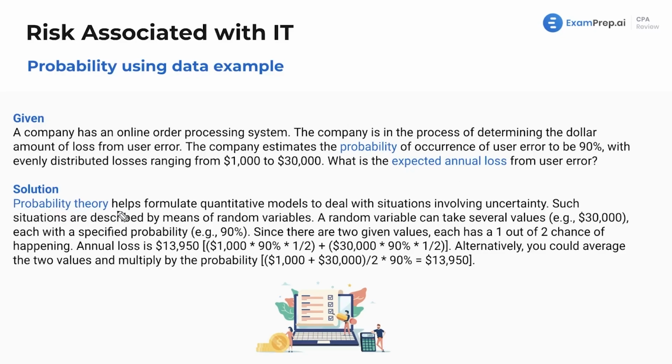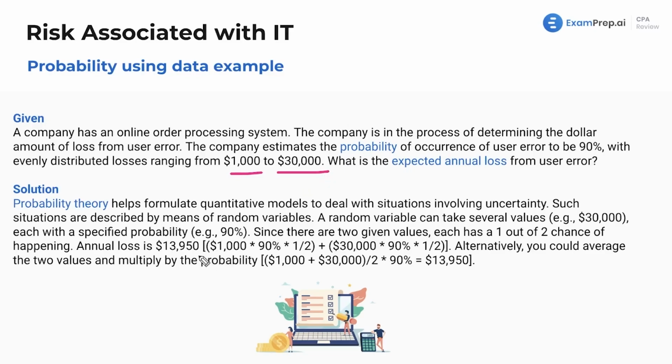So probability theory helps formulate quantitative models to deal with situations involving uncertainty. Such situations are described by means of random variables. A random variable can take several values. So in this case, right, so for example, 30,000, each with a specified probability, 90%. Since there are 2 given values, each has a 1 out of 2 chance of happening, meaning we're going to give this range 50% chance to $1,000 happening and 50% chance to $30,000 of damages happening.